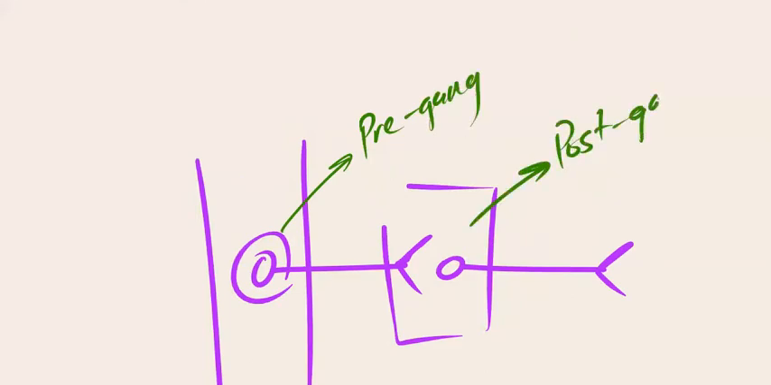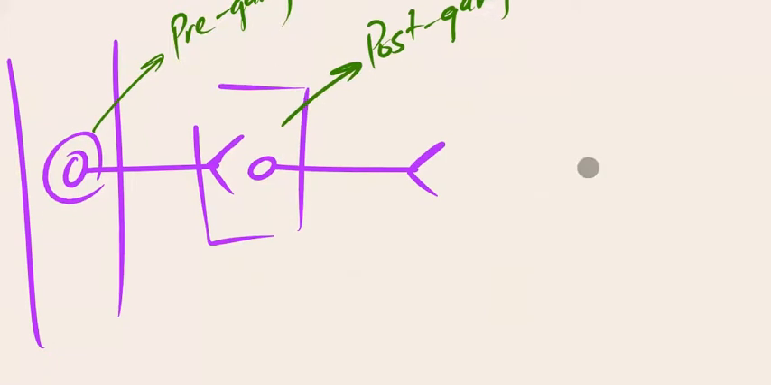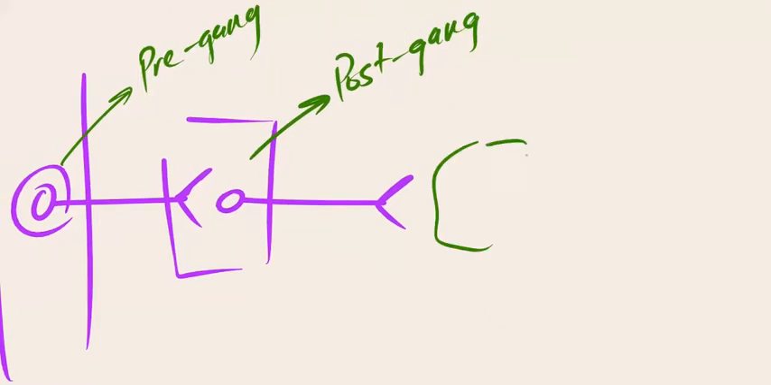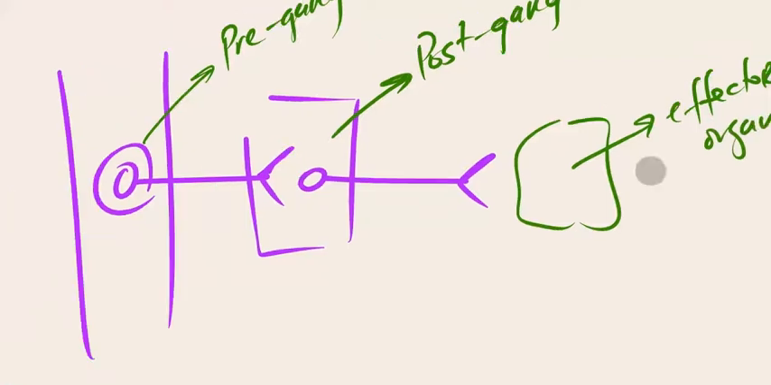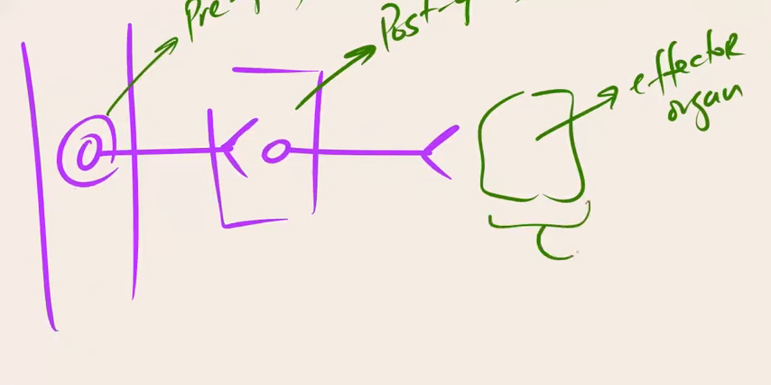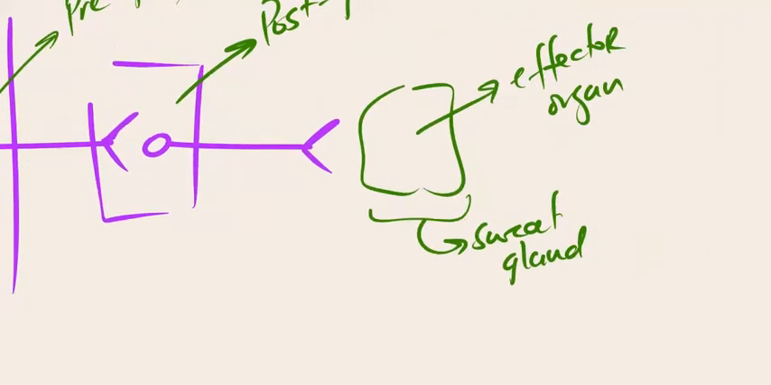I don't want to confuse you guys. This is pre-gang. Post-gang. And this could be some effector organ. So in this case, my sweat gland. Heart, smooth muscle.